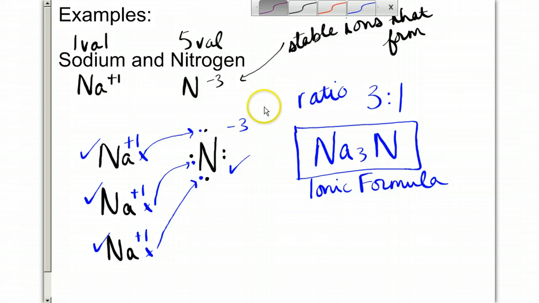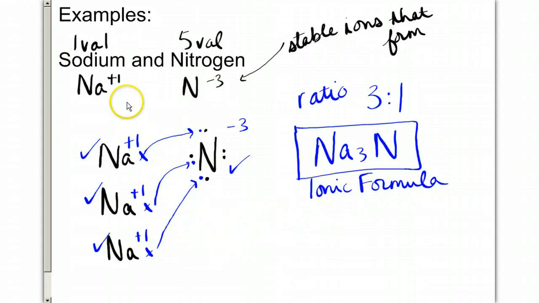We ended the last video with sodium and nitrogen, which would form Na+1 and N-3 as their stable ions. As we looked at the transfer of electrons, it took 3 sodium atoms to 1 nitrogen atom in order for all atoms to have an octet. And so we have a ratio of 3-to-1, 3 sodium to 1 nitrogen, and that made our ionic formula.